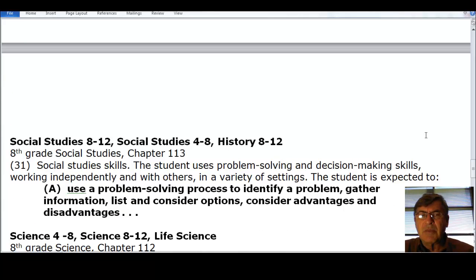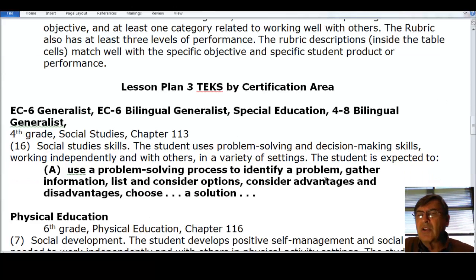For social studies, it says, use a problem-solving process to identify a problem, gather information, list and consider options, consider advantages and disadvantages. And I would assume you want to find a solution or propose a solution. We're not talking about math problems. We're talking about social kind of problems.